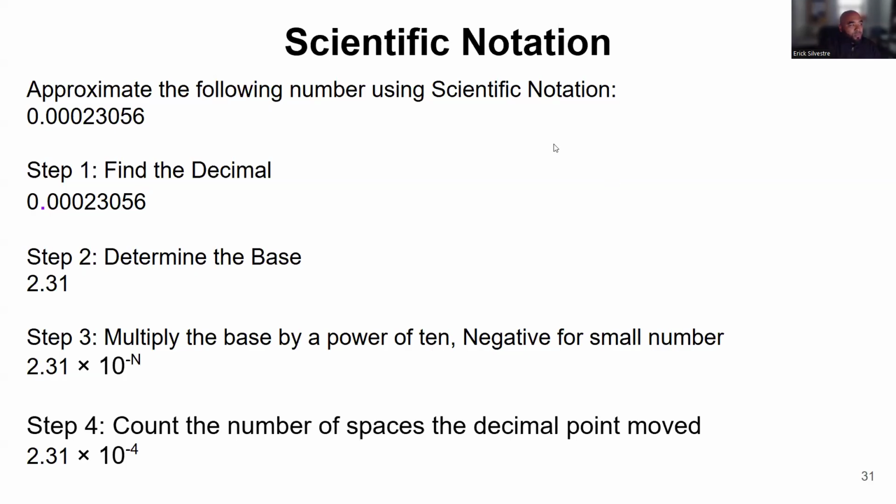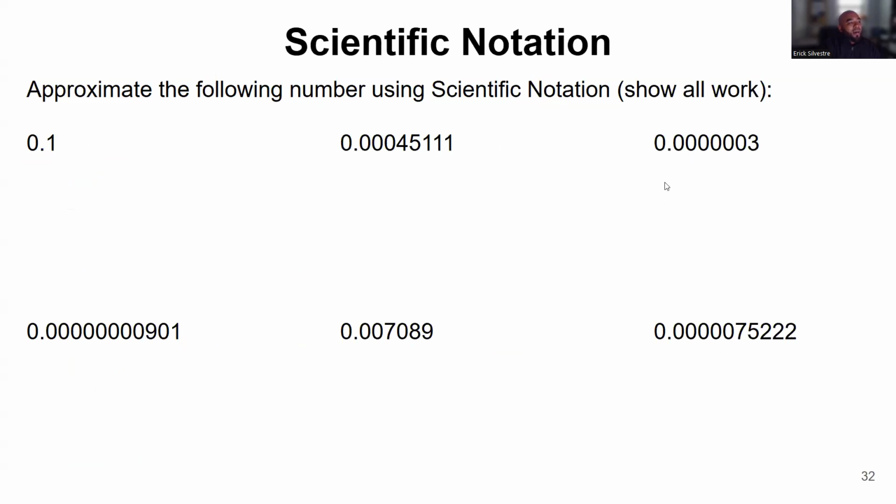All right. Look at this example. Approximate the following number using scientific notation. Look at the number, find the decimal, determine the base, multiply by a power of 10, count the numbers. You have all the steps here in front of you, so you can always refer back in case you make a mistake. Now do these on your own. Put them in scientific notation using small numbers. Take a minute, pause the video.